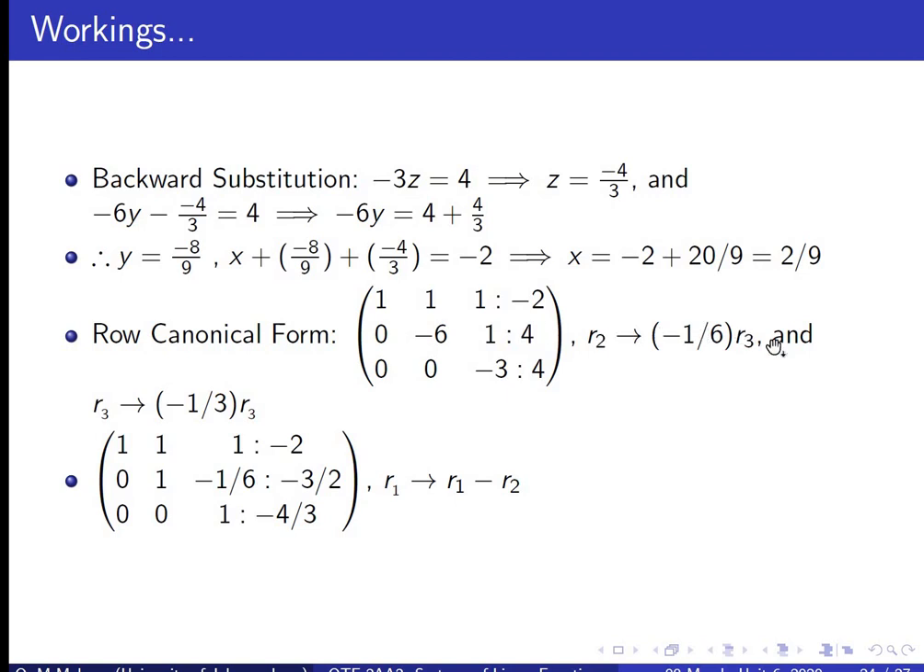So what I did here, I divided row 3 by a sixth to get it to positive 1, right? And I divided row 3 by negative a third to get it to positive 1, right?